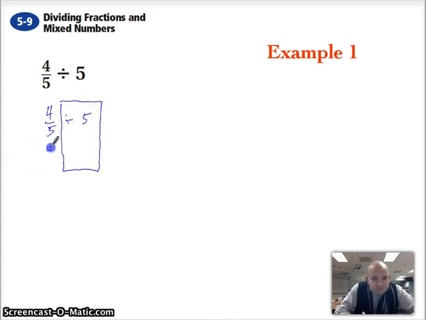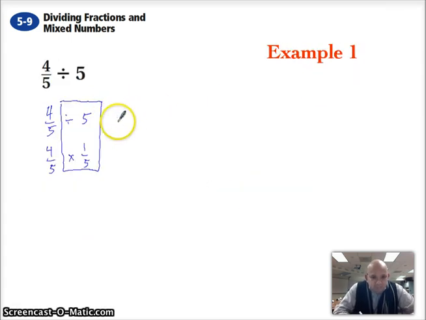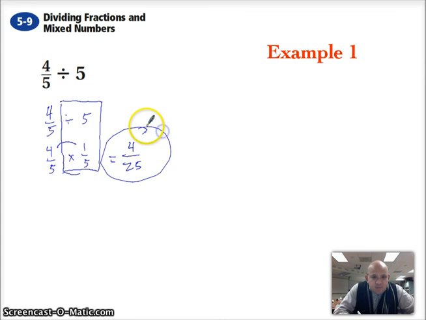So 4/5 remains the same on the outside, and I'm going to rewrite the division as a multiplication, and I'm going to rewrite 5 as its reciprocal, 1/5. Because we know these two are the same thing, lead to the same answer, just as we did in our illustration, we're going to multiply 4 times 1 and 5 times 5. That's 4/25. So 4/25 is our answer for the multiplication of the reciprocal as well as the original division problem.